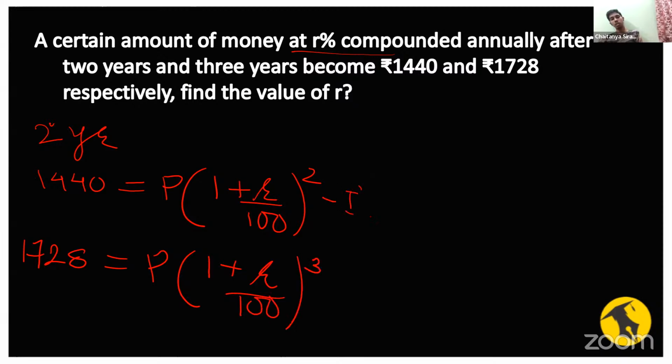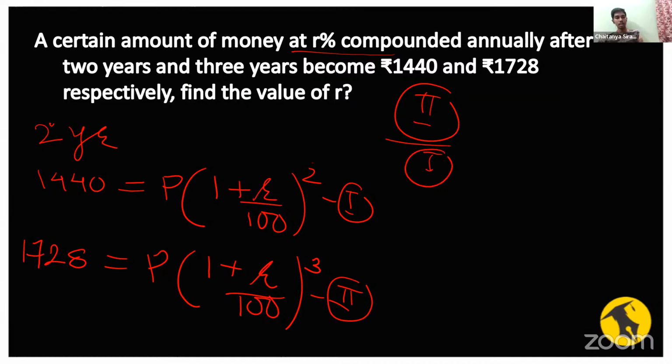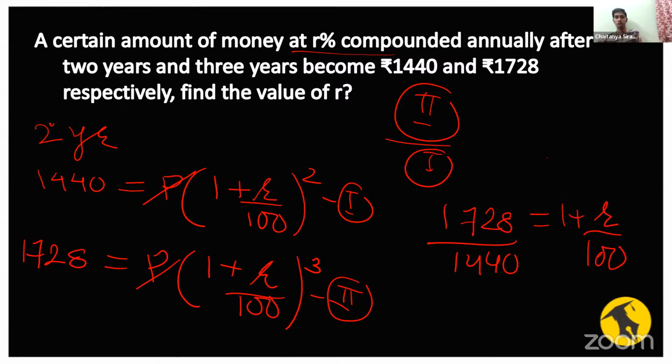If I say this is equation 1 and this is equation 2, if I do equation 2 by equation 1, I can cancel this out, power 3 and power 2. So I'll get how much? It will be 1728 upon 1400. P will get cancelled out, I'm not interested in P. I'll get 1 plus R upon 100. So can you solve this equation to find R? I'll straight away solve it. It will be 72800. You multiply it here, so this will be 100 plus R when you solve.